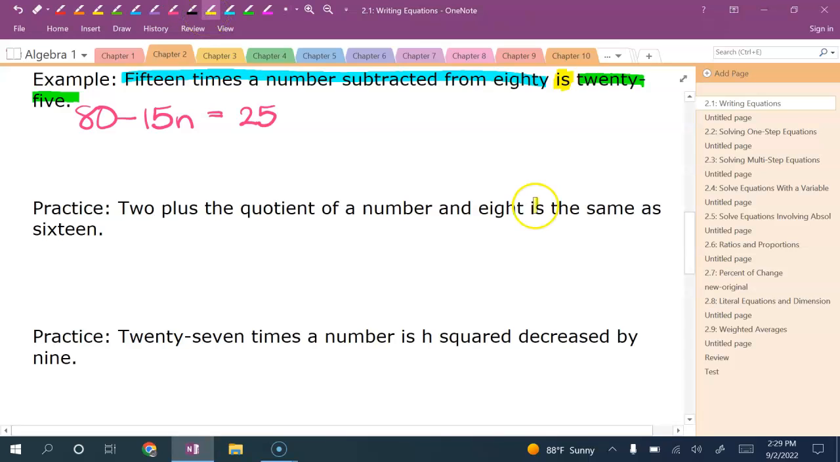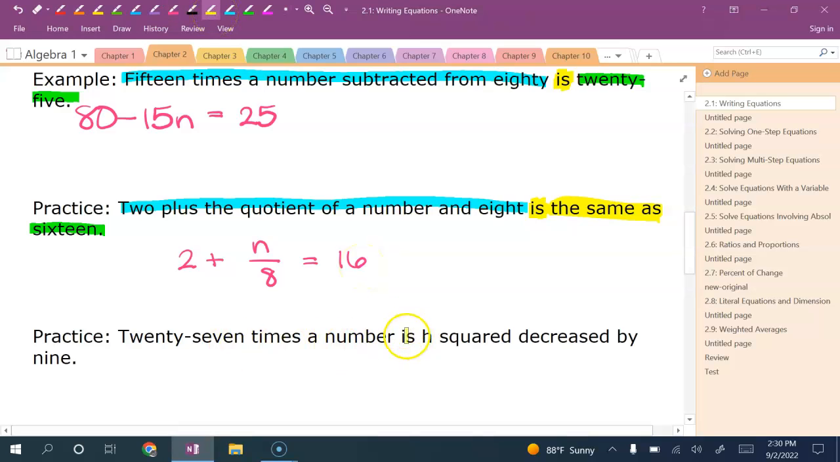So for this one, the is word is right there, and it says is the same as, so this is actually a whole phrase that they're using for the equal sign. So you should have cut this apart into these two parts. And if it helps you to highlight or underline them differently so that you know the two different parts of the equation, that's fine. What I would have written out here is 2 plus the quotient of, so you're going to do division, a number, so you needed a letter like n, and 8, and then is, so equal sign, 16.